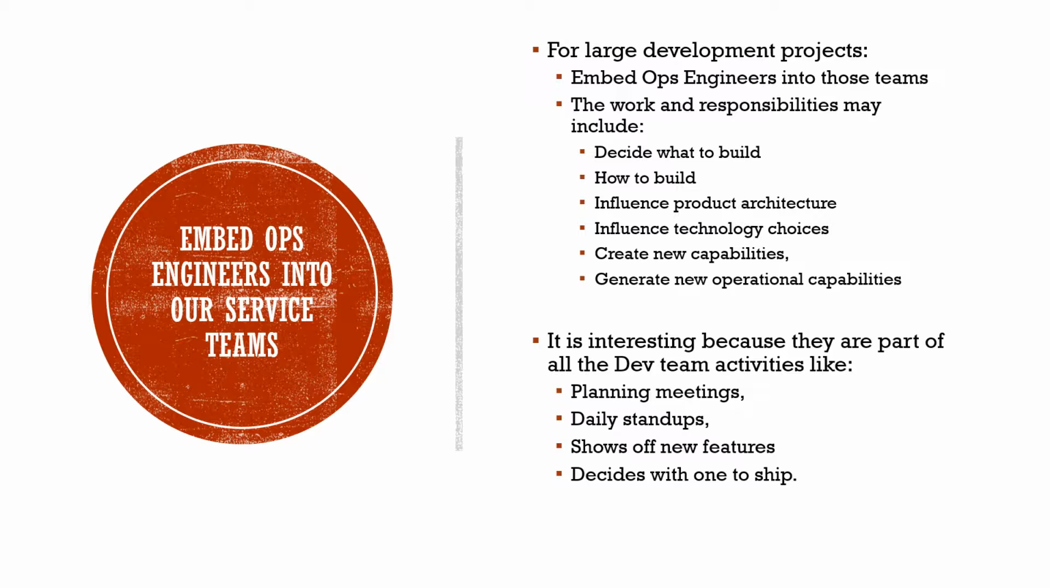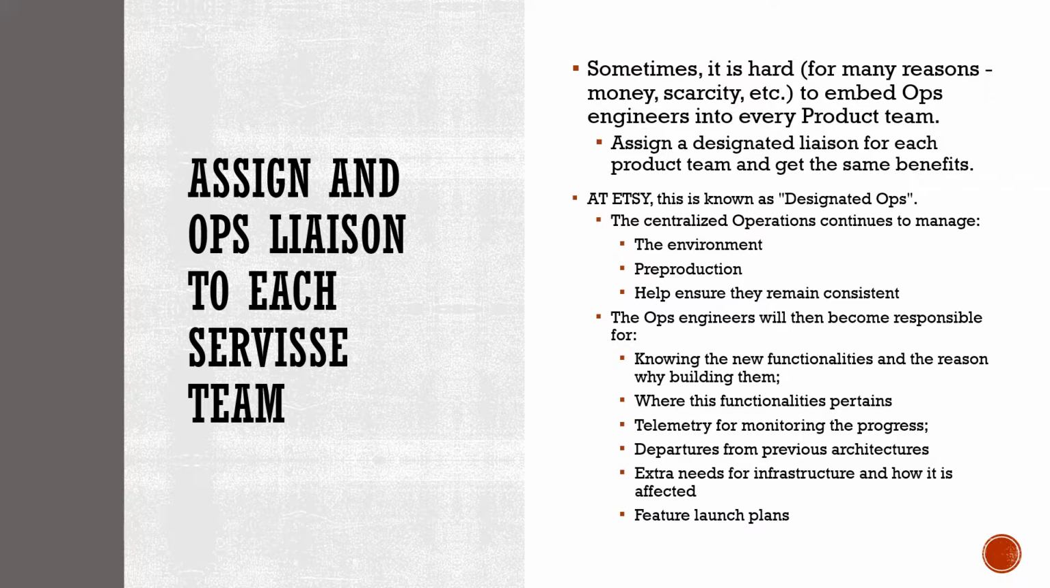Just like large development projects, we can embed ops engineers into teams and the work is responsible. Those teams are responsible for the step-by-step process that leads the project development. Assigning a designated liaison for each product team is a very important step that offers the desired benefits. Sometimes it is hard to reach those benefits for many reasons, such as money, scarcity, and other things.